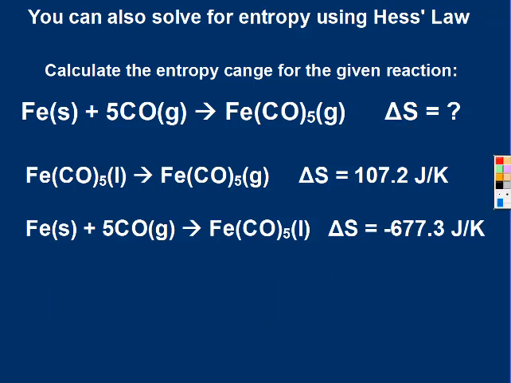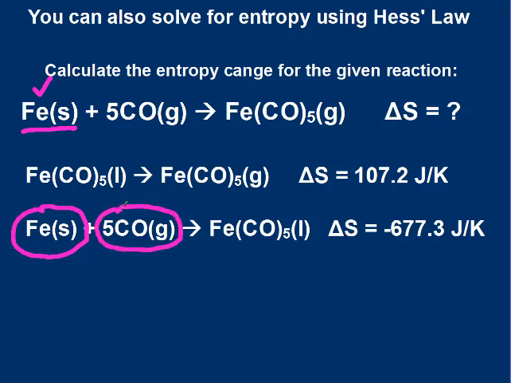So let's look at this one. We are trying to get that top equation. So I'm going to look and try to find iron solid. Well, I have iron solid here. It's a reactant. It's the correct number, so I'm going to circle it saying that this one is good. Then I try to find my 5 COs, which are also right here. Correct location, correct number.